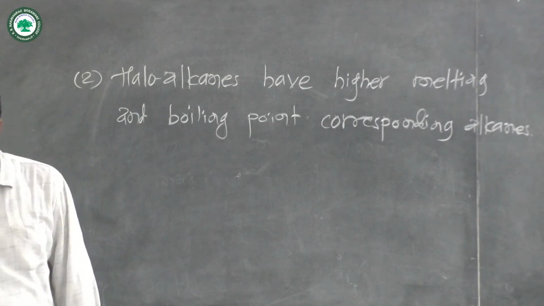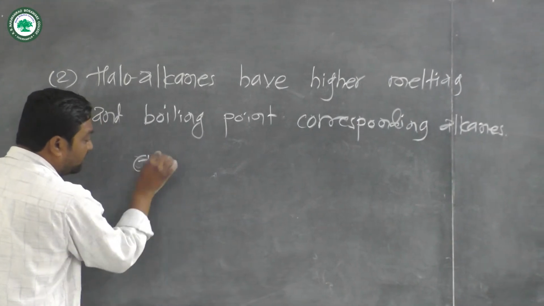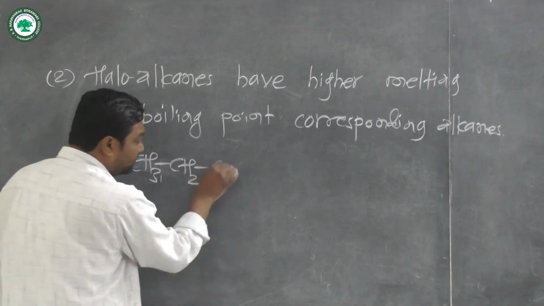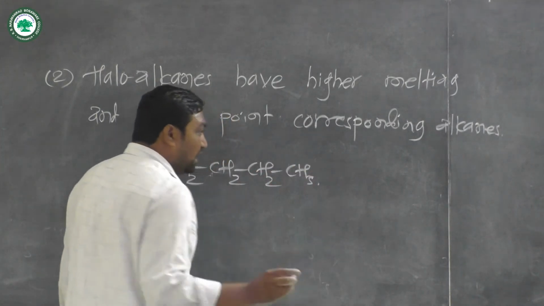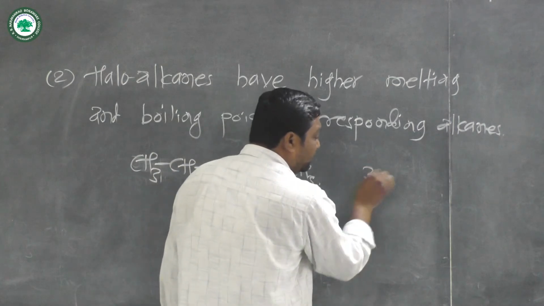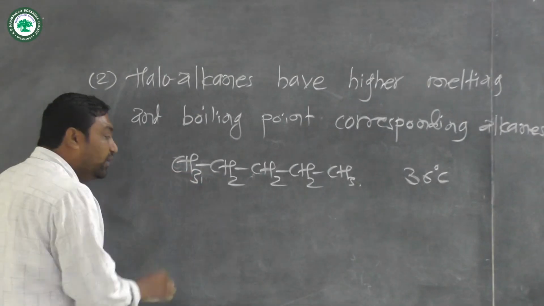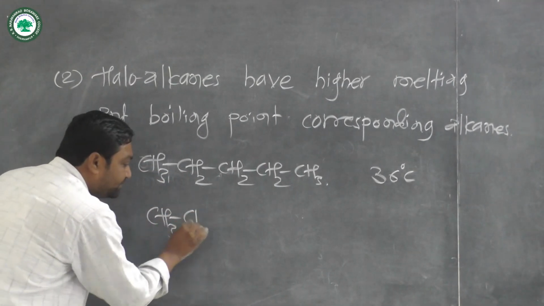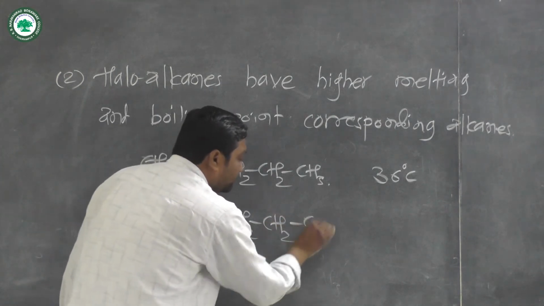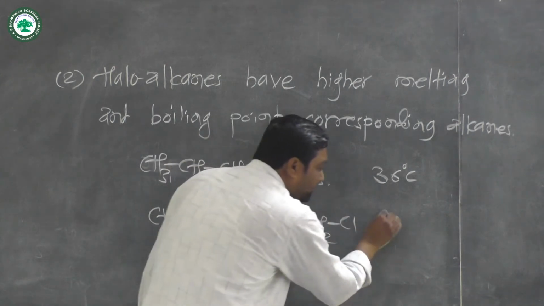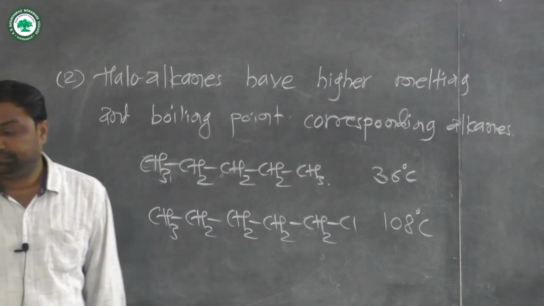For example, n-pentane has a boiling point of 36 degrees Celsius, whereas its corresponding haloalkane, that is n-pentyl chloride, has a boiling point equal to 108 degrees Celsius.